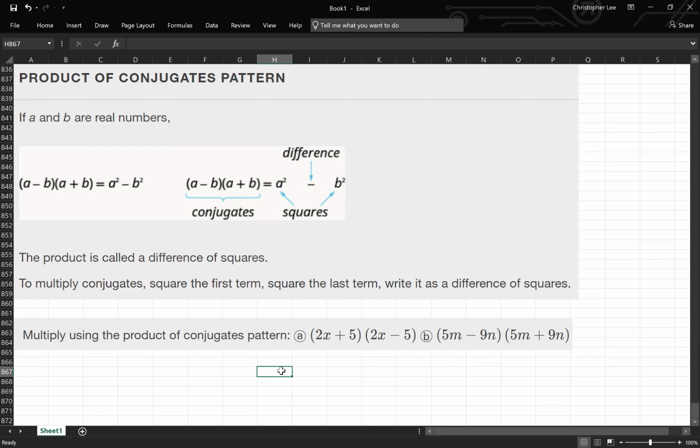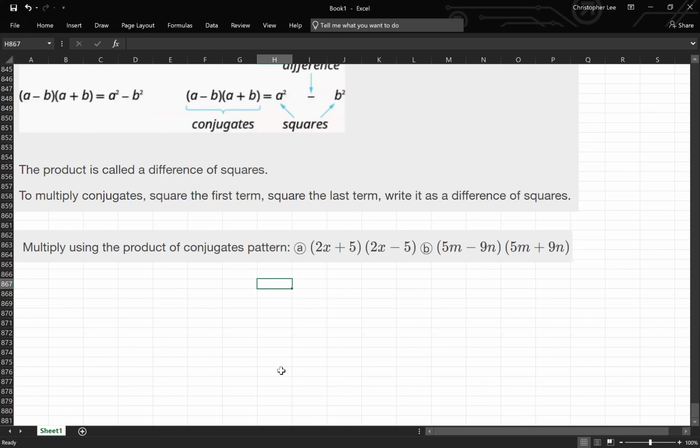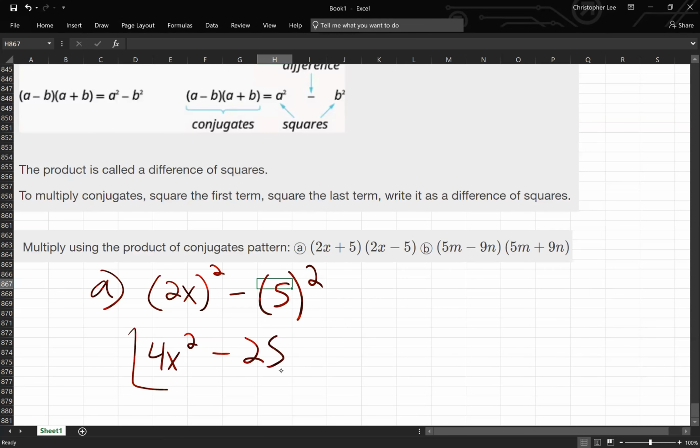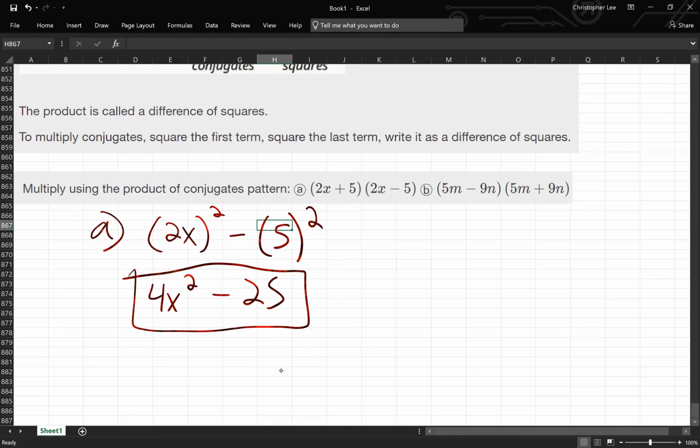So we want to multiply using the product of conjugates pattern. So I have 2x plus 5 times 2x minus 5. What's going to happen? I'm going to have 2x squared minus the 5 squared. Call it a day. This is what? 4x squared minus 25. That's it.